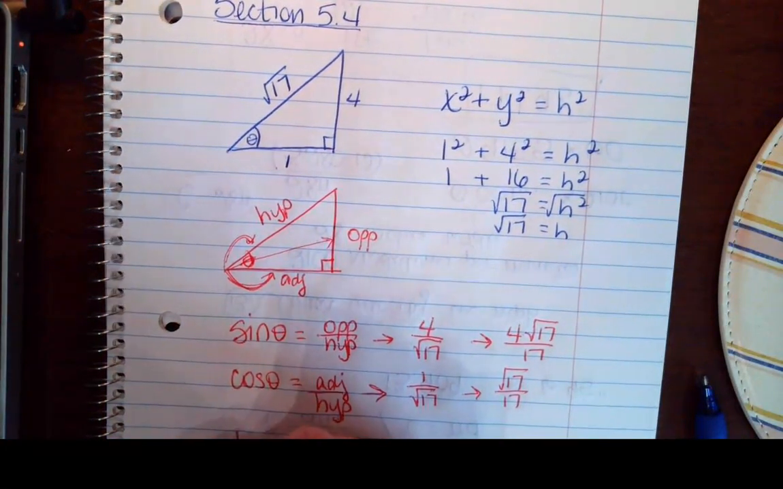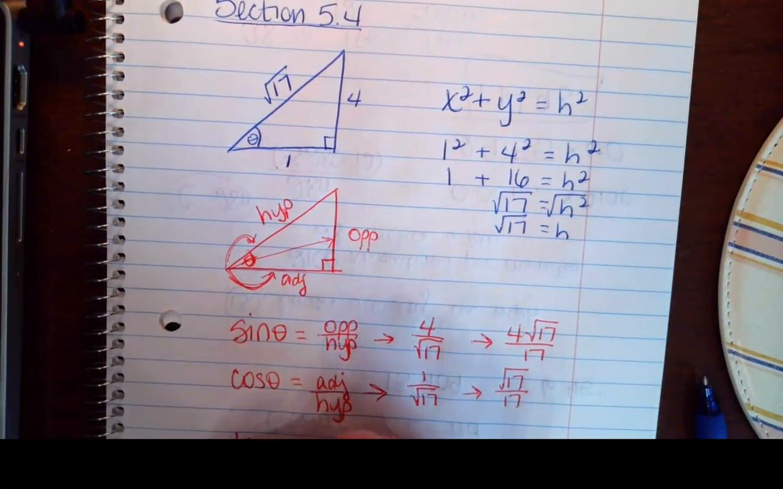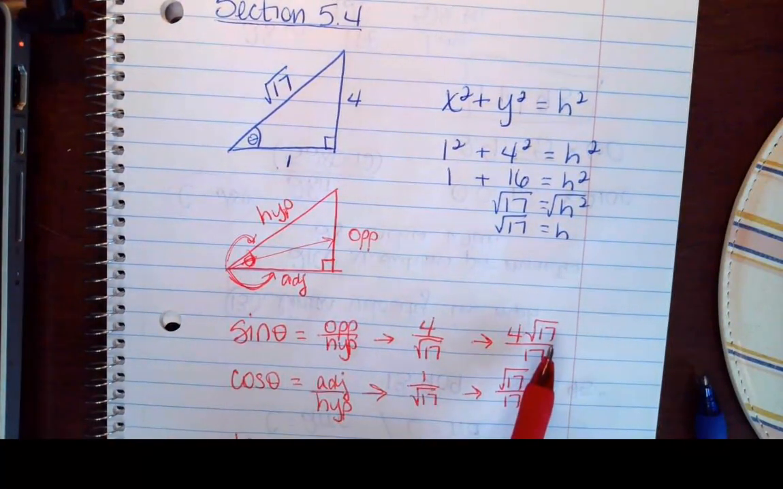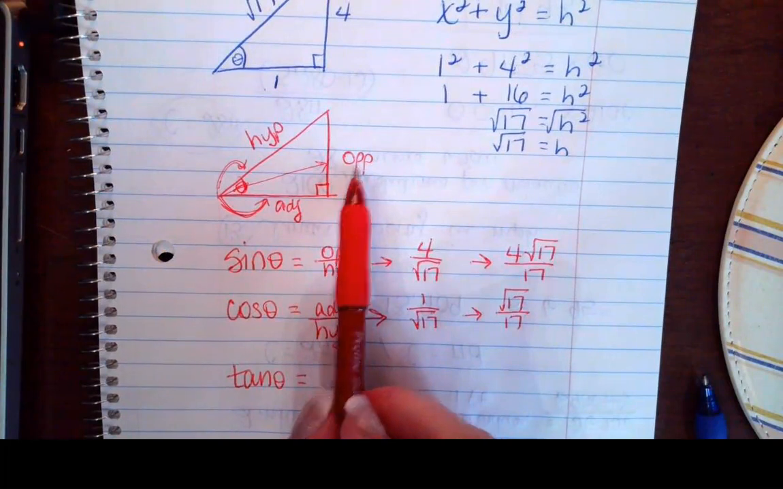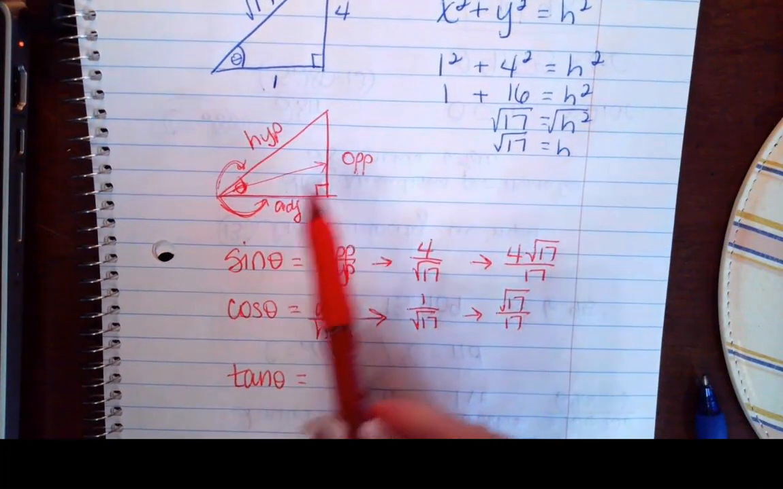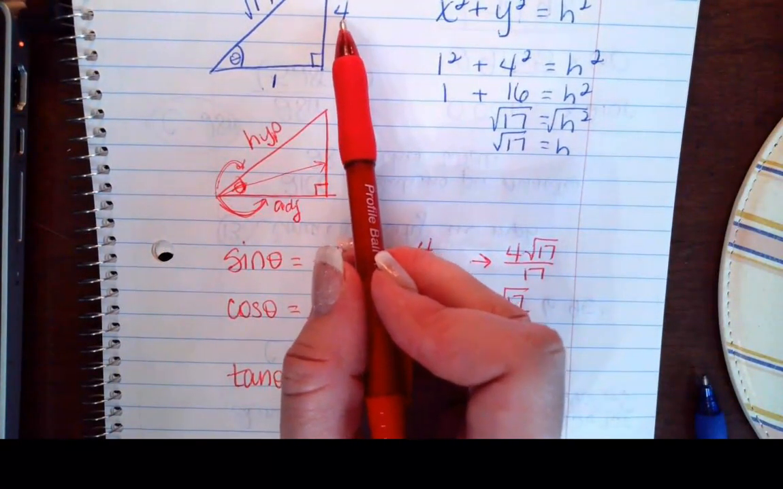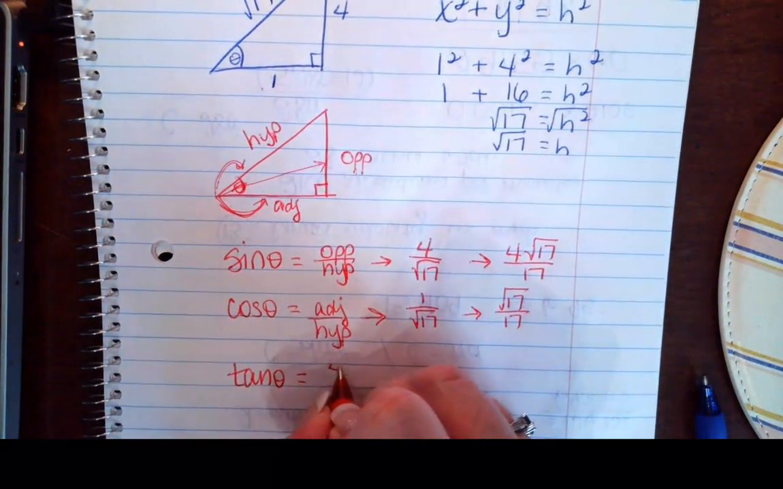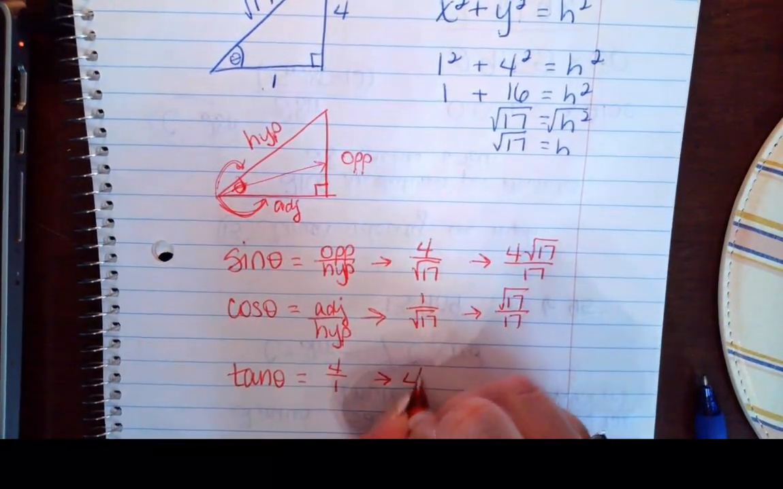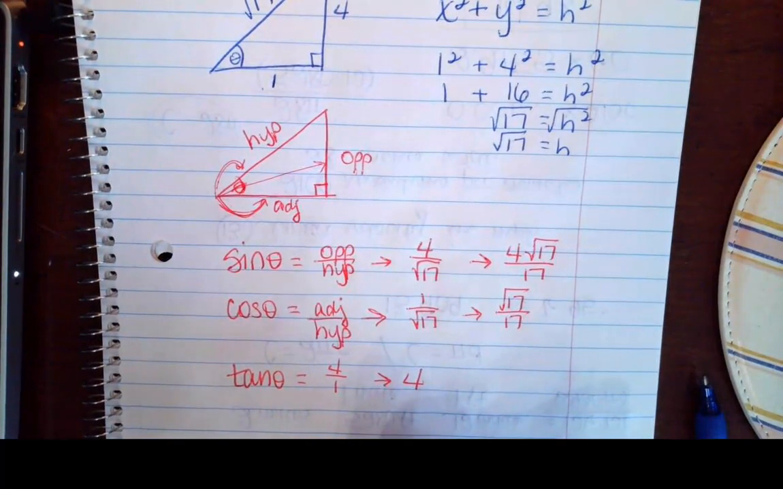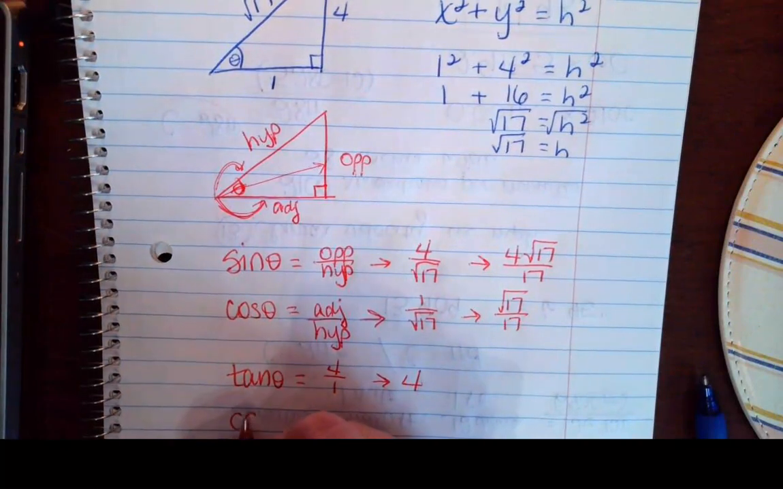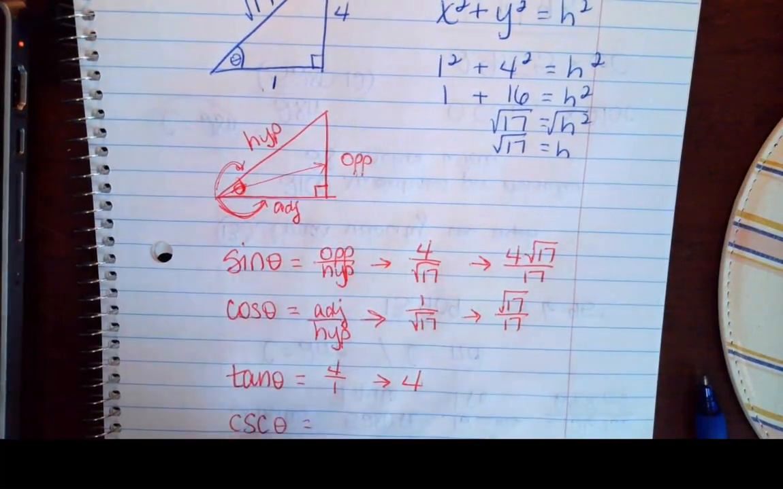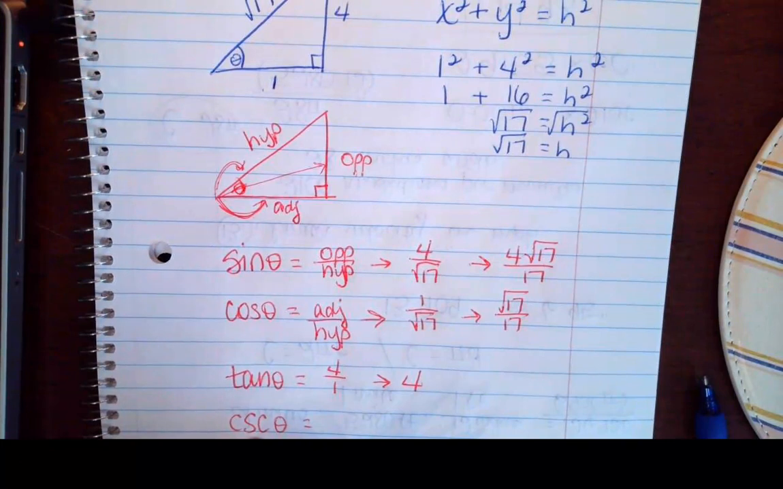We want to find the tangent of theta. So I could do sine over cosine, or I could do opposite over adjacent. So opposite over adjacent will be 4 over 1, which is just going to be 4. And now I can do the reciprocals of all these things. So I've got cosecant theta. Cosecant is the reciprocal of sine.